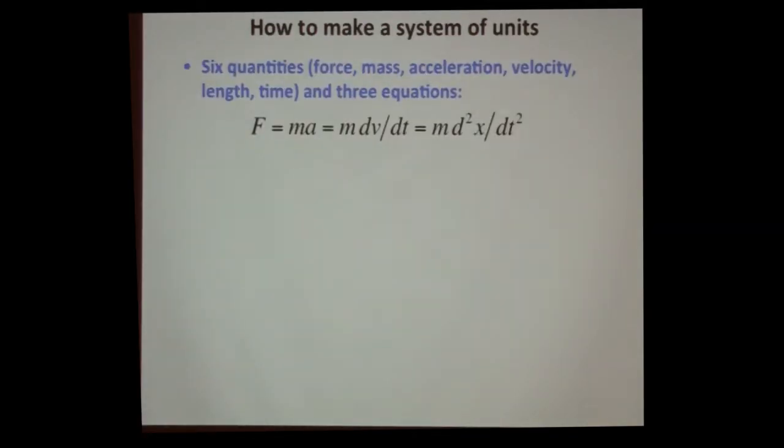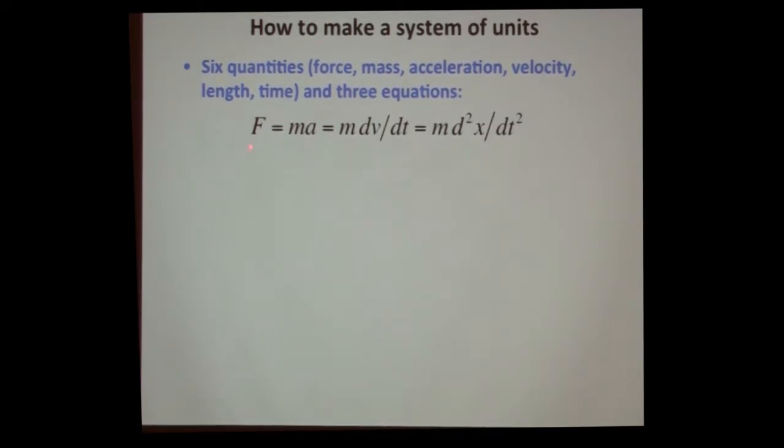So how do you make a system of units? Let's back up. You're using this system of units for physical measurements, okay? You're going to start with all the quantities that you know. And so I have a simple example that has just six quantities and the physical laws that relate these quantities.